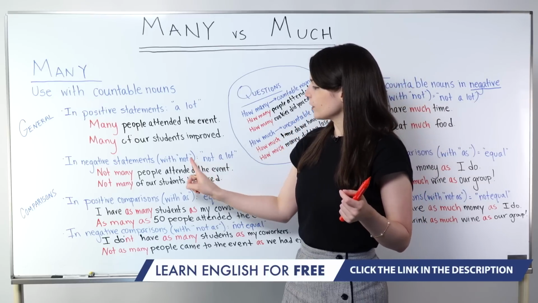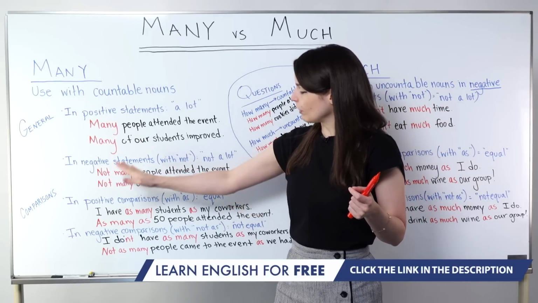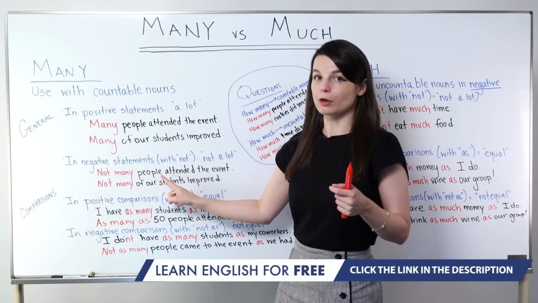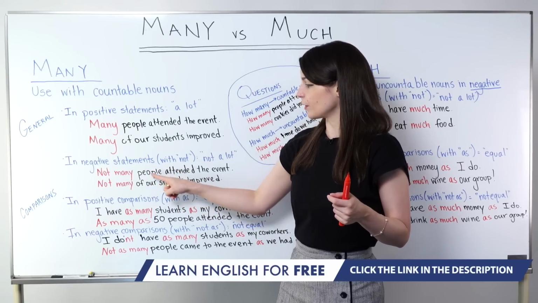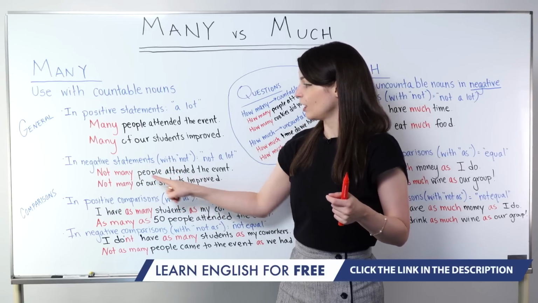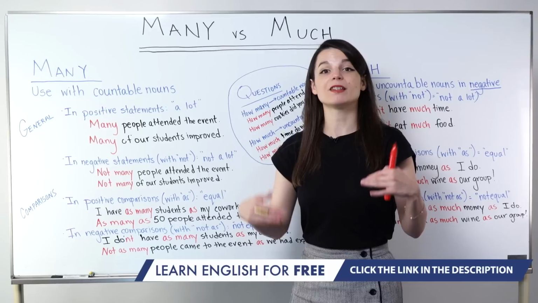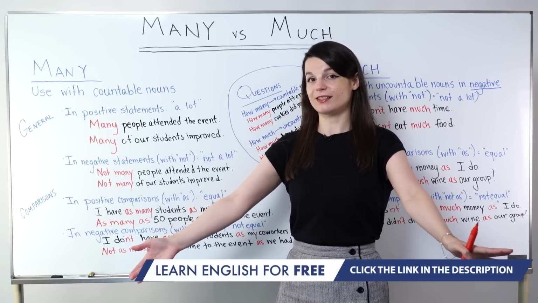So when we use this not form, it follows the same rule. We still need to use the plural form of the countable noun. So there's no change here, you'll notice. The only change is that we've used not before many. So this makes a general negative statement.